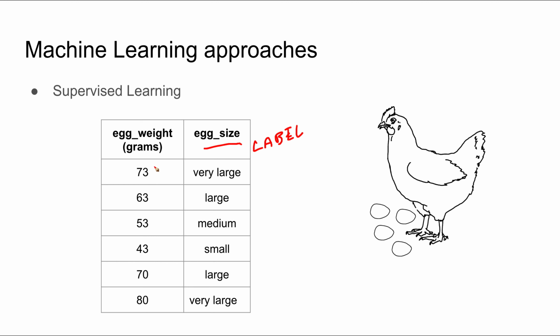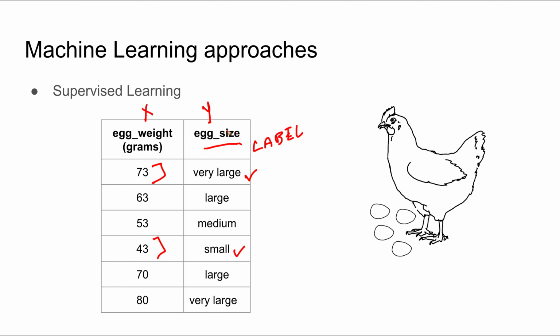So if its weight is 73 grams, then it is labeled as very large, or if it's 43 grams, then it's labeled as small. So based on these weights, we have the labels, and then that can be used by the computer to train. So as we saw in the previous flowchart, this would be X and this would be Y.